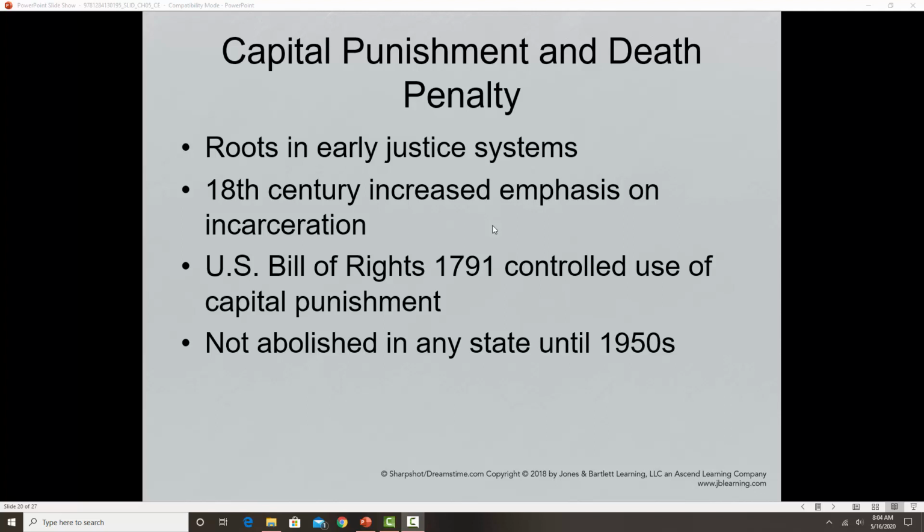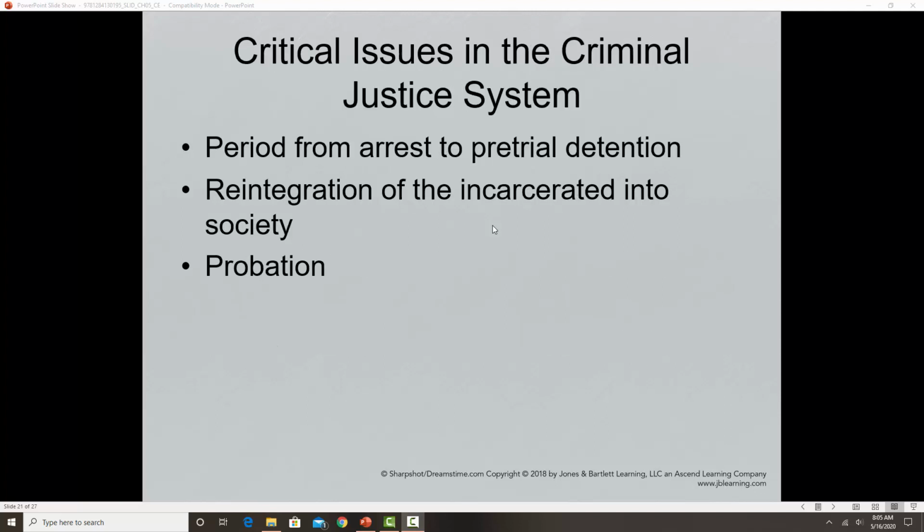However, the Supreme Court found that the way that the death penalty was applied was arbitrary. So what most states did is they changed the way that it was applied. And in the late 70s, early 80s, the death penalty was reinstated in many states here in the United States. Most southern states have the death penalty and some other states as well.